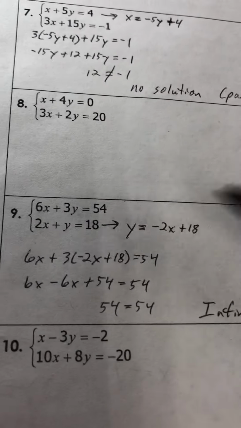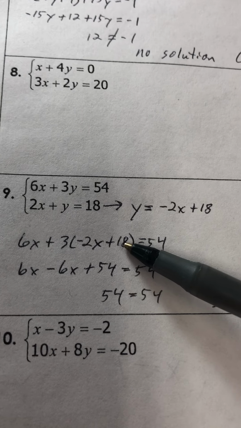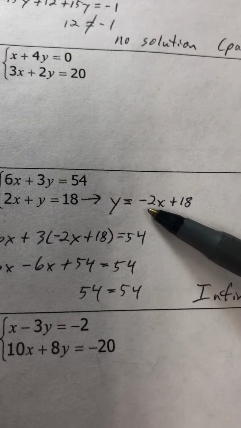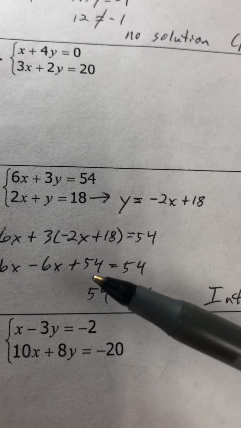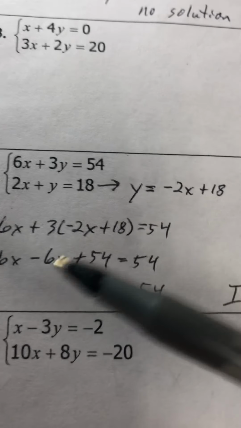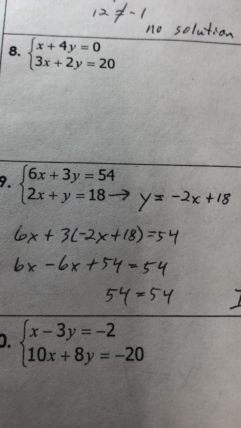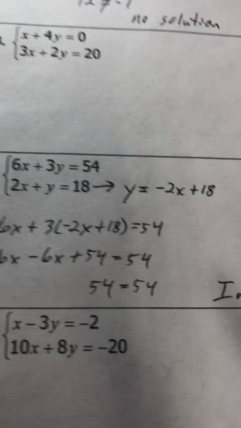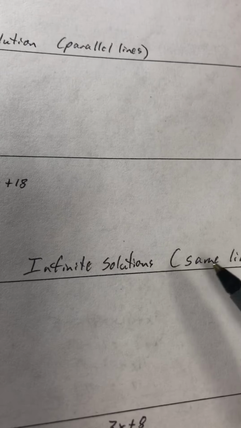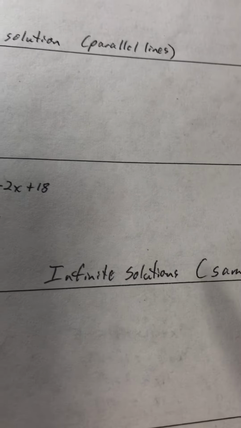Number 9. Take a look at this. This one's interesting. I change it so I have just y on one side. I plug that in for y. I end up solving, and I get 6 minus 6x, 6x minus 6x. I don't have x's anymore, so I just have 54 equals 54. Yeah, always true. So that's an infinite amount of solutions. They're the same line. They're exactly the same equation.